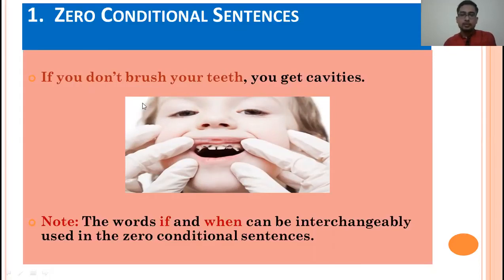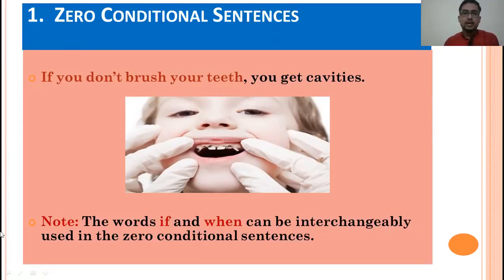So zero conditional sentences are used to express general truth, I mean things that are very much expected, results that are very much expected, results are certain, results are 100% assured. So this type of truth factors are discussed in zero conditional sentences.